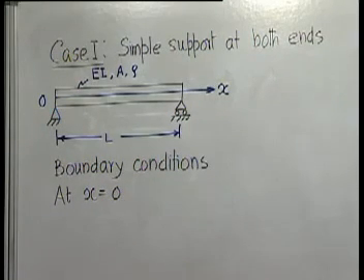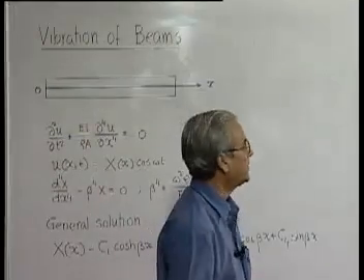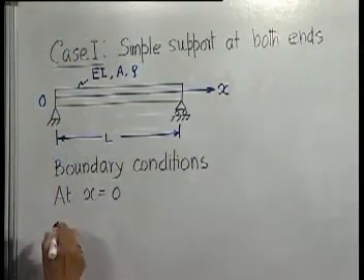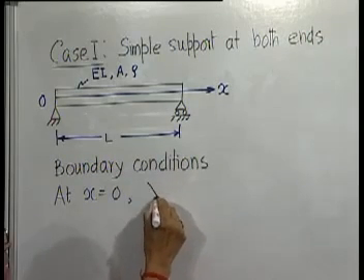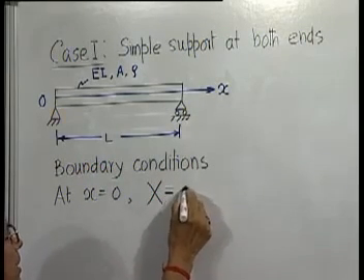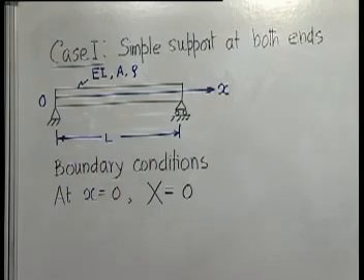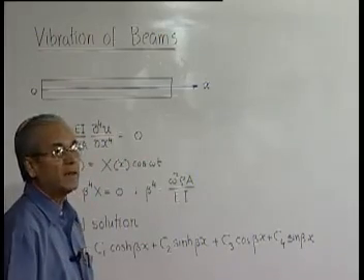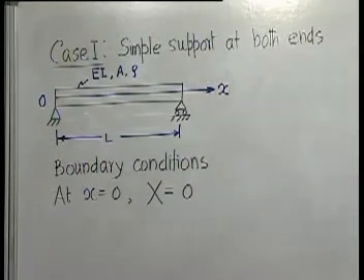Now it is simply supported at both ends. What is the meaning of that? Meaning is that at the simple support your displacement is 0 all the time. That means X will have to be 0 all the time. So therefore displacement is 0. And bending moment will be 0 because simple support cannot provide any bending moment.